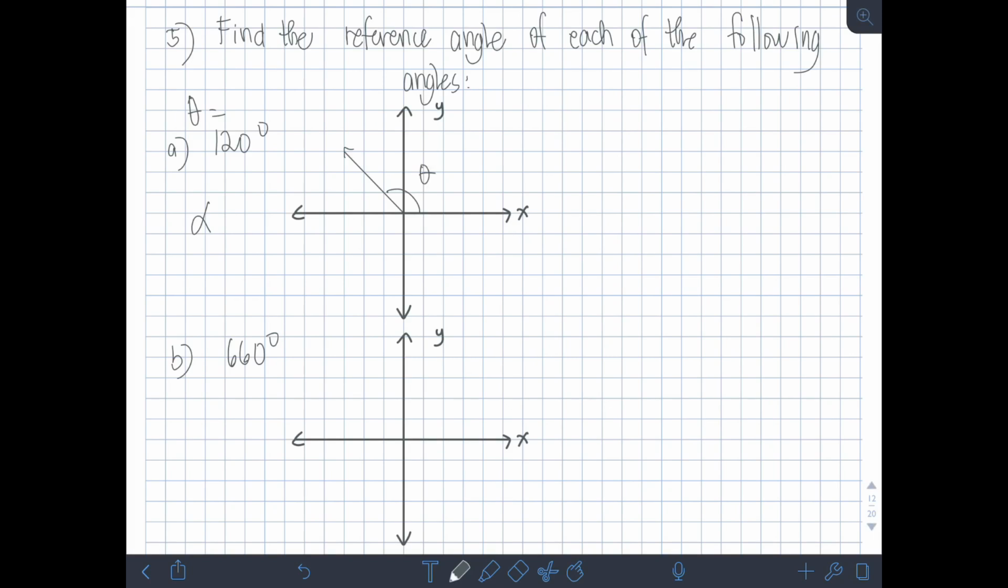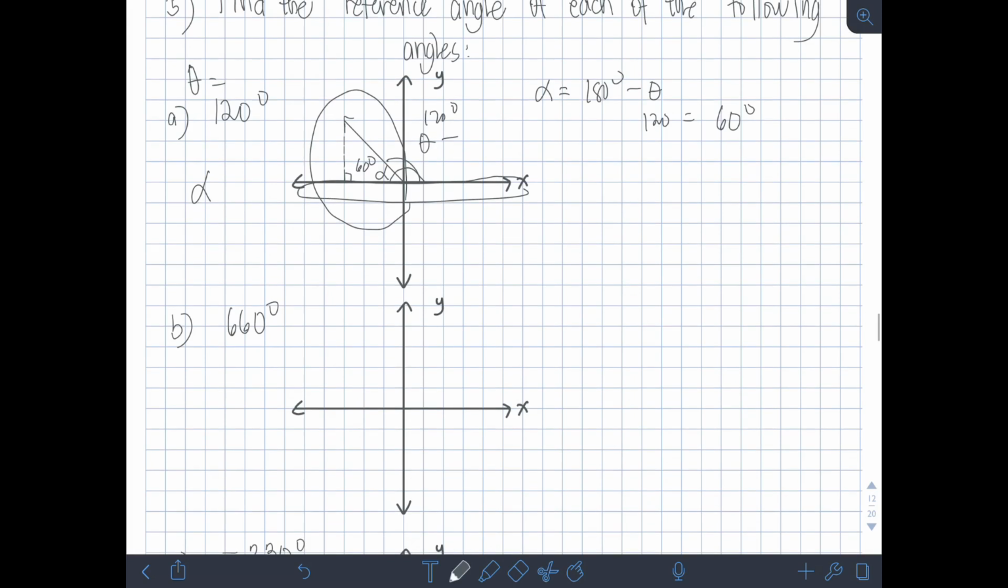Itong theta, 120 degree. So, bubuo tayo ng reference triangle. So, ito yung right triangle natin. Tapos, ito yung magiging reference angle natin. Lagi with respect dito sa x-axis. Okay, so yung alpha natin ay equal siya saan? So, di ba sabi ko nga 180 to. So, pag minus natin tong theta na 120, yung alpha masasolve natin as 60 degree. Okay, base din doon sa formula binigay ko kanina.